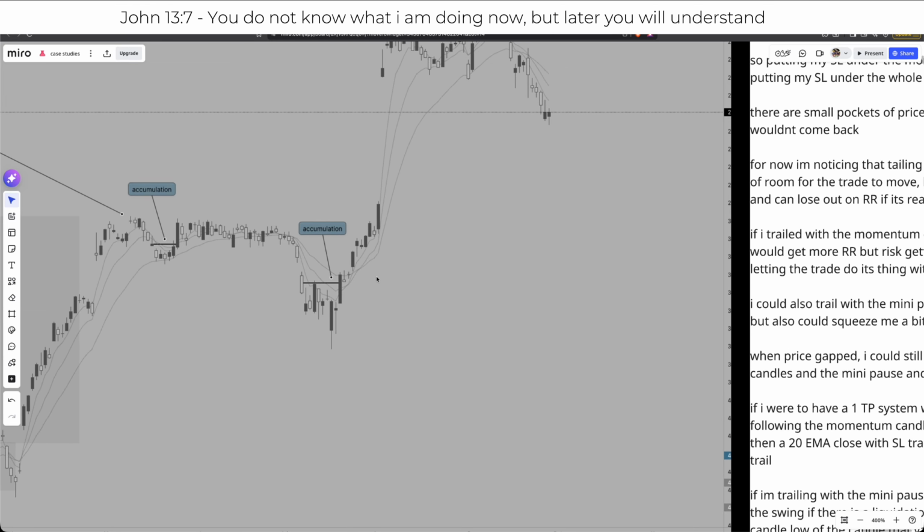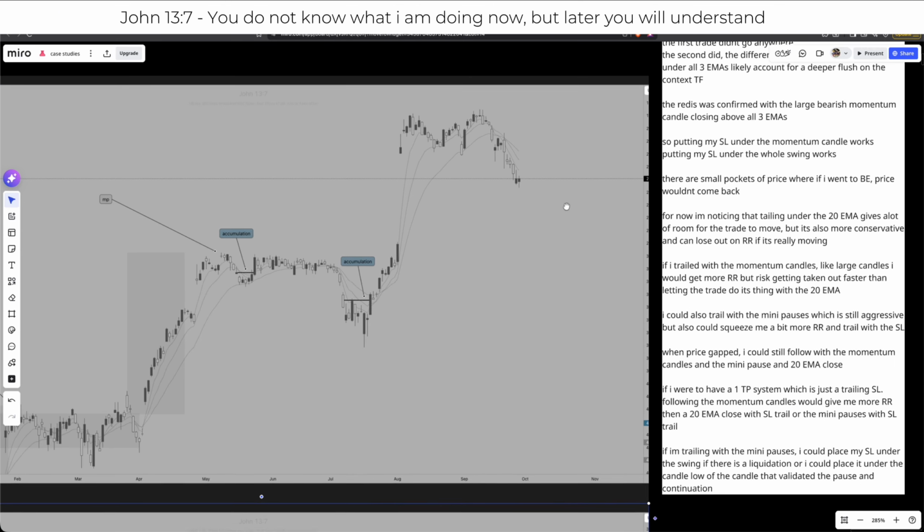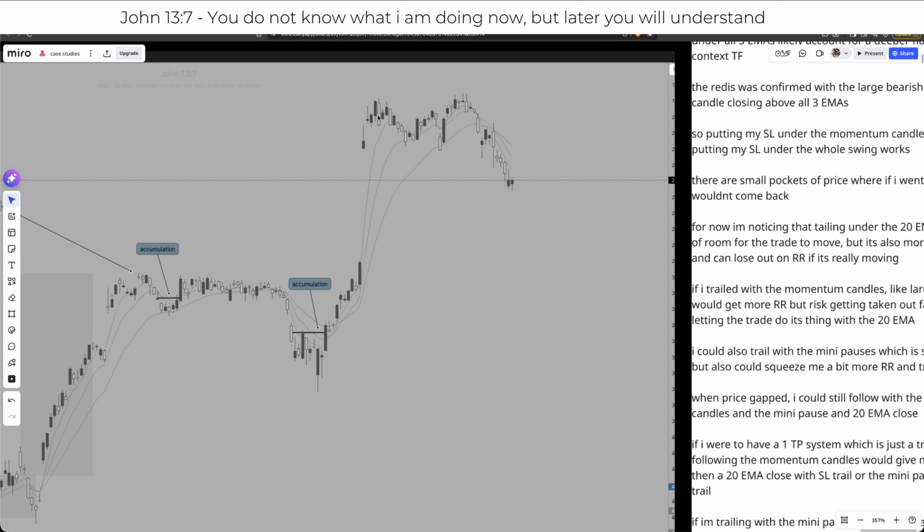How does this look here? So if I follow swing, I'd have stop loss here, stop loss here, stop loss will be here. So doing it on the momentum, I get the same RR with the momentum candles and the pause with the swing or with the candle low. I get a little bit less if I do the actual swing point. I get a lot less if I do the 20 EMA. And then following the actual, yeah.